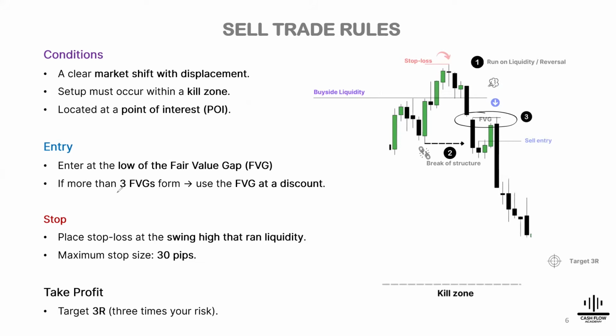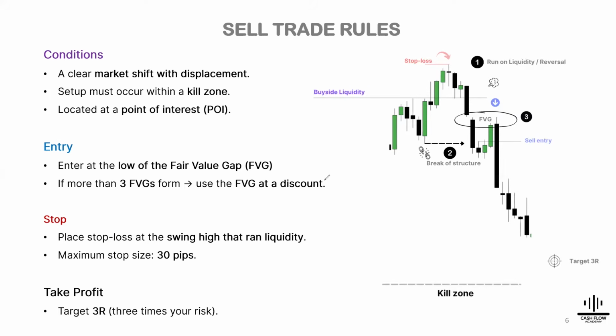But if you have more than 3 fair value gaps, you want to use the fair value gap at a discount. So you want to draw out your fib from this point to this point, and then identify the fair value gap at a premium for a sell trade. And if it's a buy trade, you want to draw out your fib from the high to the low and identify the fair value gap at a discount. You buy at discount and sell at premium. It's cheap at discount, expensive at premium.